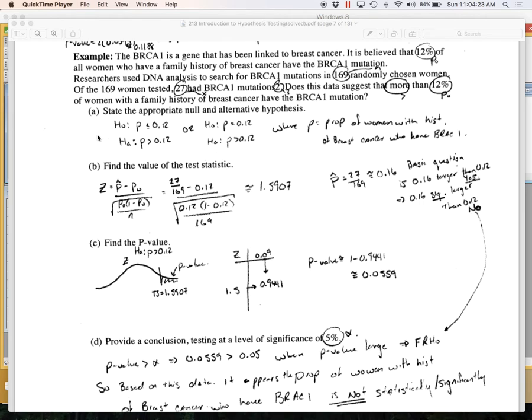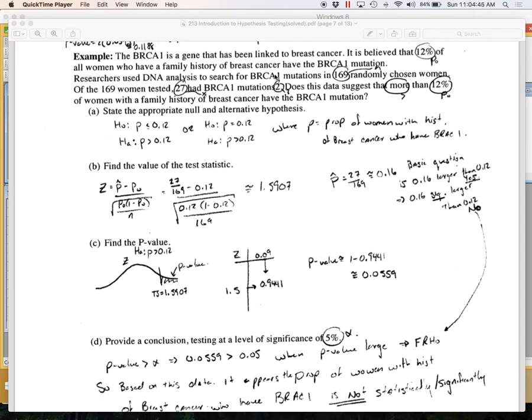Finally, let's do an actual example of a hypothesis test. Here's a situation. It says that this gene is linked to breast cancer. It's believed that 12% of all women with breast cancer, family history of breast cancer, have this gene. So this is the belief. So this is the hypothesized value.